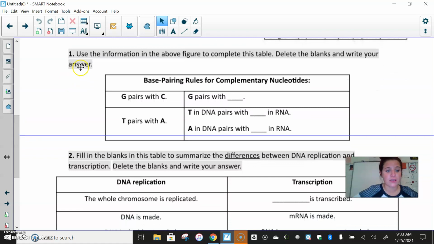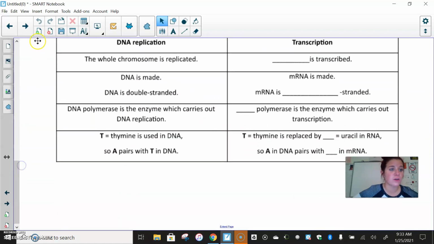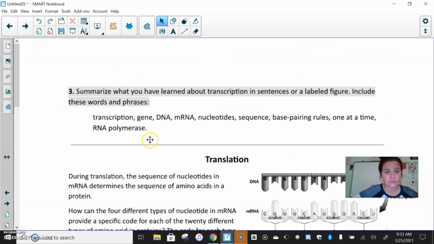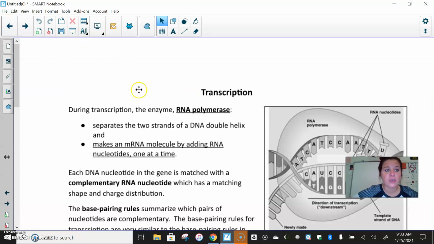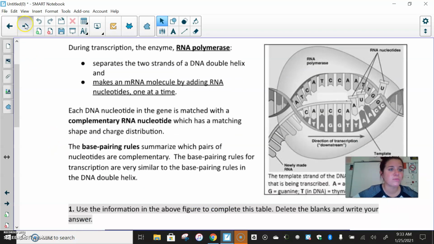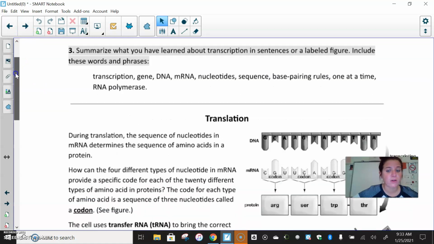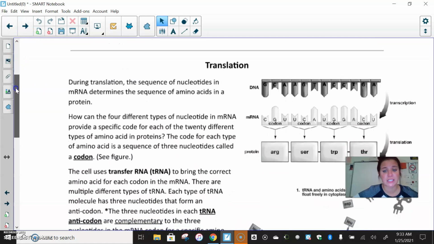And then with these, I did go over these answers in class, so that is on the class recording. And then in number 3, you're just summarizing transcription based on the reading from here and the notes that we have taken from our Google slideshow. So that's what number 3 is going to be about. Then we get into translation.